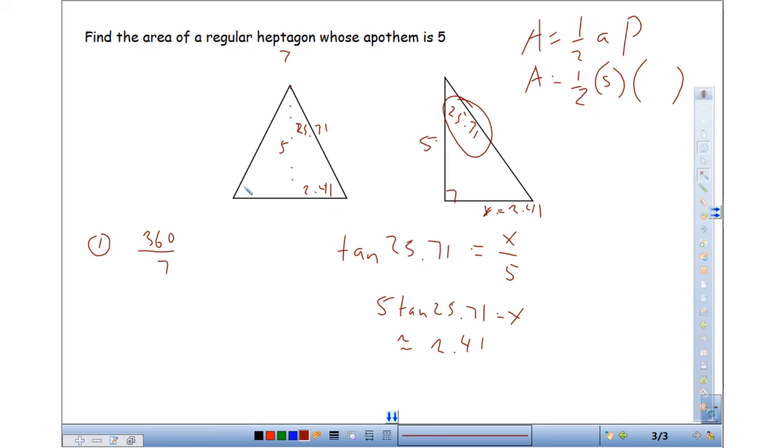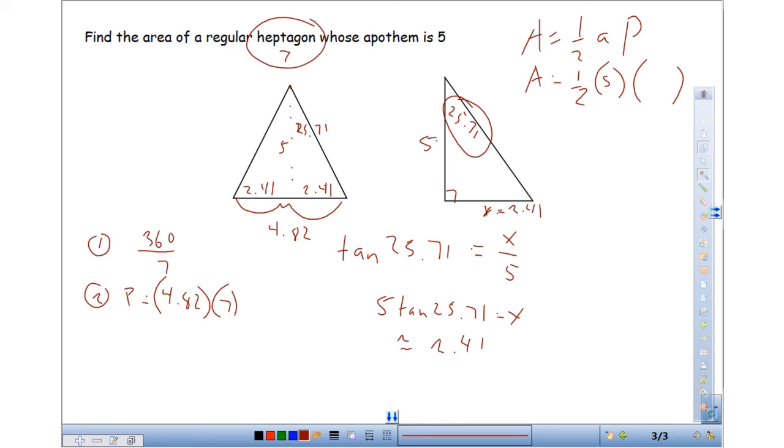So that means I gotta double it because that's gonna give me the whole thing, right? And so 2.41 times 2 is 4.82. Now that gives me one side, right? But I have to find that perimeter, right? So to find that perimeter, I do 4.82 times the amount of sides, which is 7.